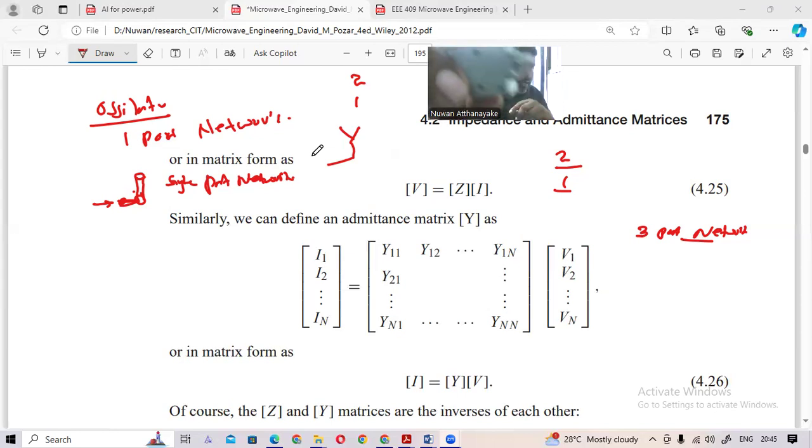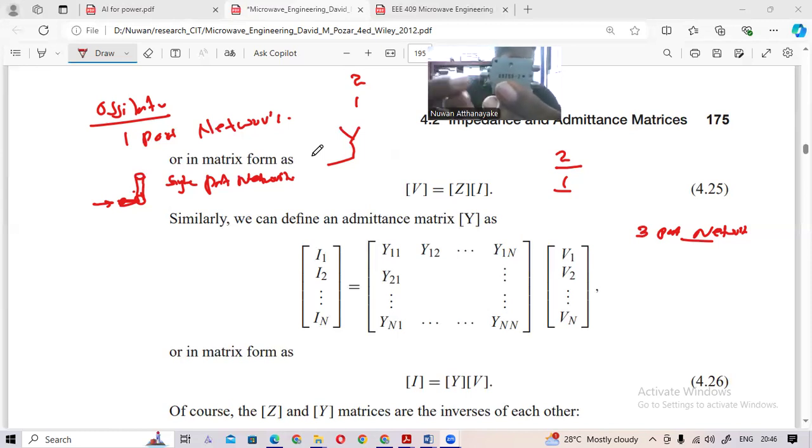Have you seen this one? If you consider this device, how many ports are there? Three. Yes. This is one pin, there are two pins, so there are one, two, three. Actually, this is the input port, and these two are output ports. This is a power splitter.